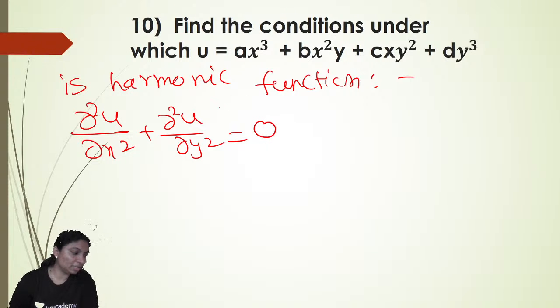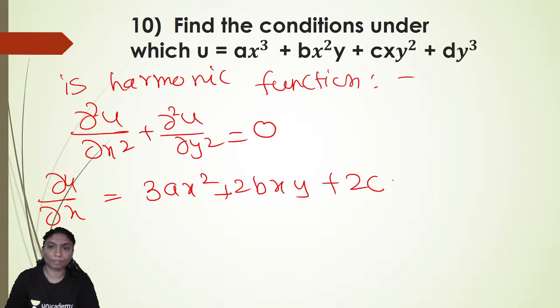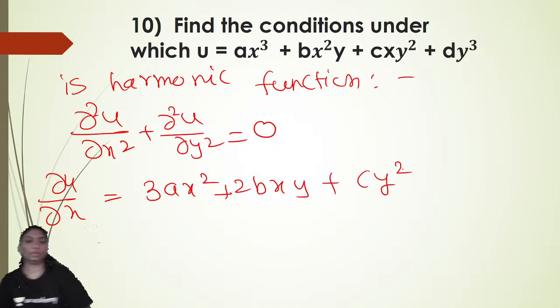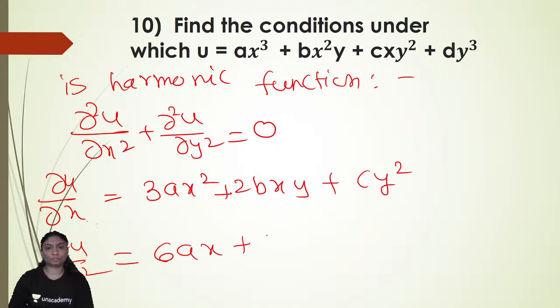So u is given, so calculating delta u by delta x, we get 3ax square plus 2bxy plus cy square. This is your delta u by delta x. Now delta square u by delta x square, we will get 6ax plus 2by. Okay, all this is equation number 1.